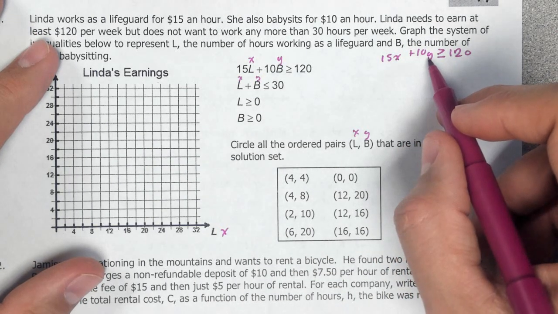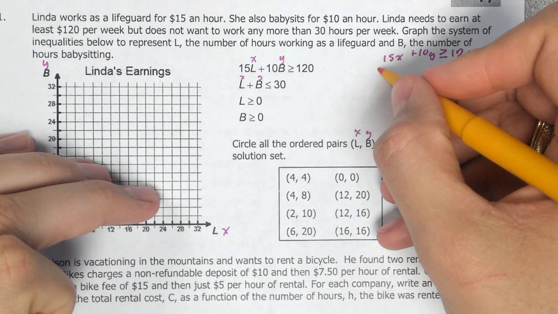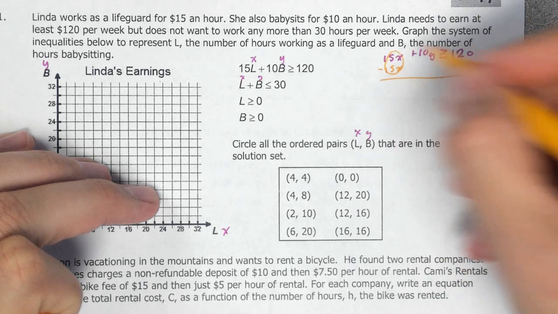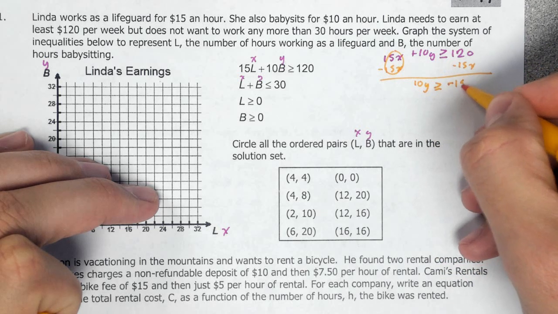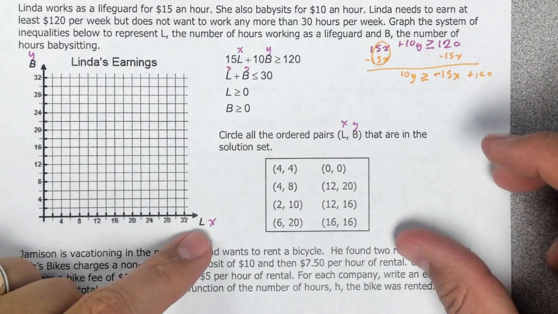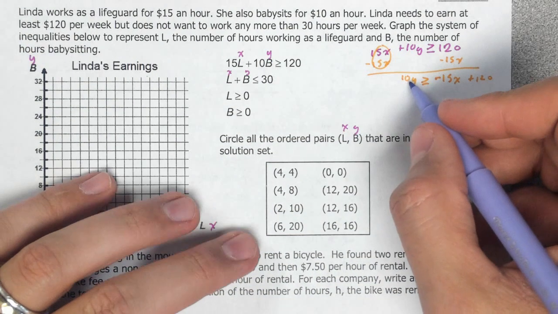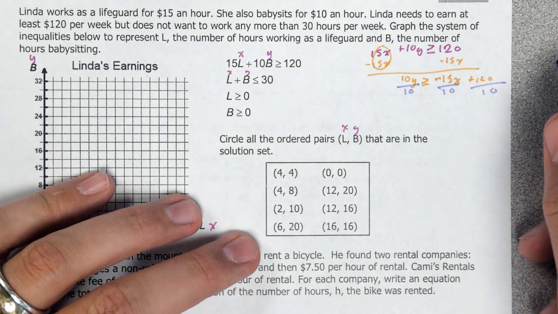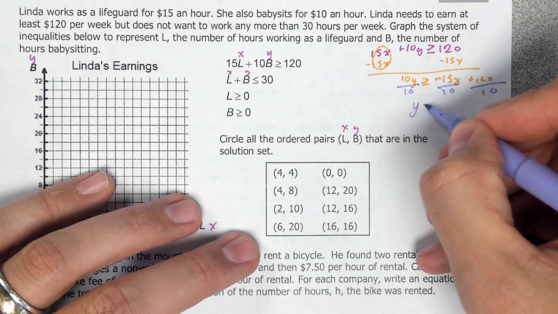We want to get the Y by itself to graph it. So we're going to get rid of the X. To get rid of the X, we're going to subtract it from both sides. That's going to go to 0. And we're left with 10Y is greater than or equal to negative 15X plus 120. Then I need to get rid of 10. Going to divide by 10, divide by 10, divide by 10.